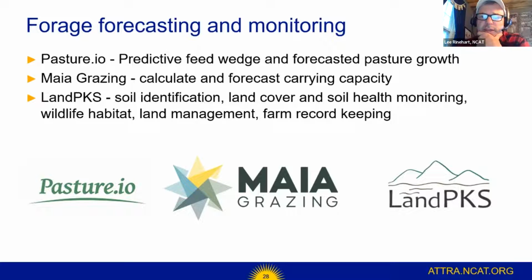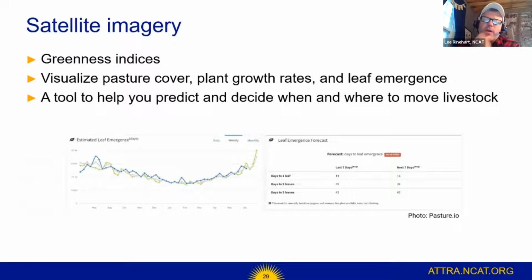So those are some really good ideas for you to look at, some of those machine learning type of applications. Let's go to the next slide, please. So things like Pasture.io basically use greenness indices in order to do the measurements that they do. So they can measure pasture cover, and they can even measure growth rates. They can even measure when the leaves are going to emerge, right? And so with this, it can really help you to predict what you need to do down the line.